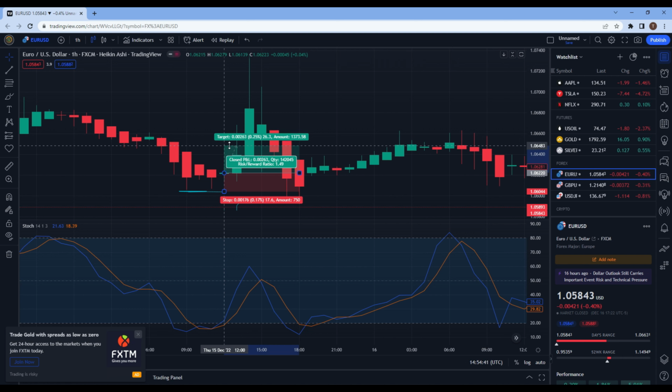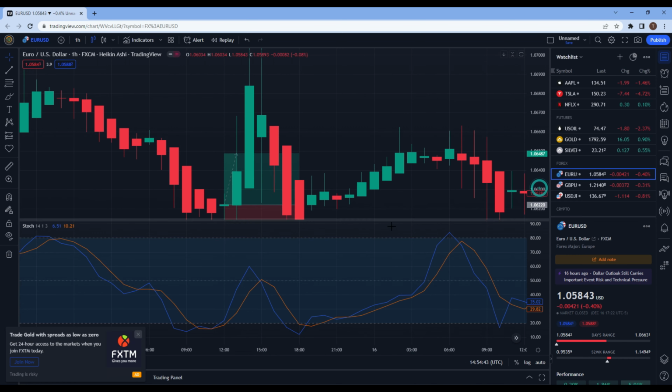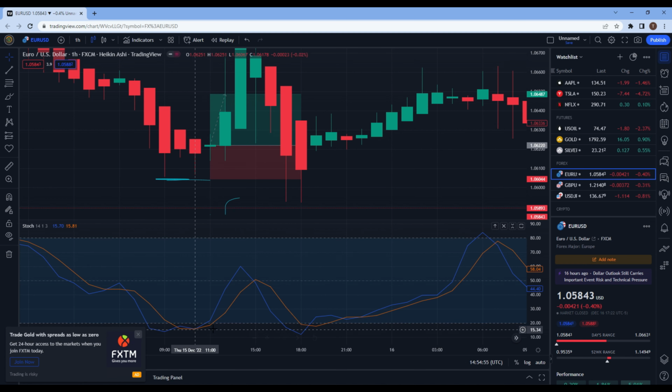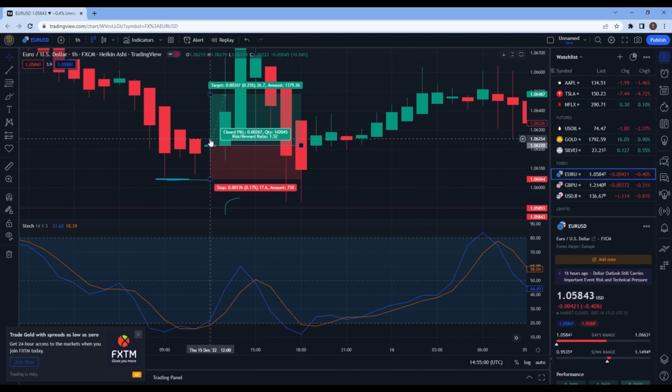Okay, now you got my idea. Now this candle is your entry candle. Doesn't matter where you got entry in this. You can enter here, you can enter here, doesn't matter. But when you see changing of the momentum here in the stochastic to the upward and the candle is getting green, now this is your trigger candle. You have to enter here.